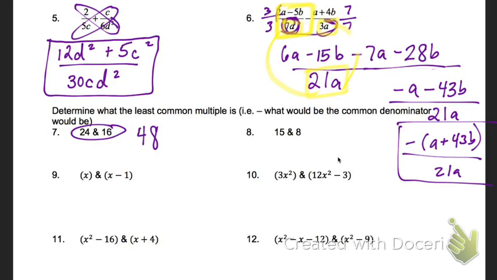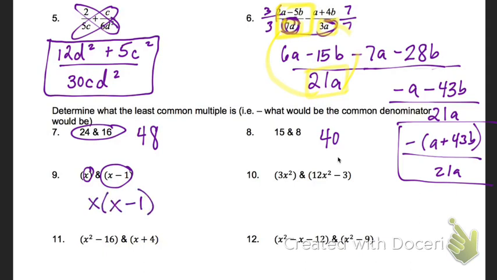What about 15 and 8? 40. Now, when you see something like number 9, when you have parentheses or factors, they are on their own. So x and x minus 1, the least common multiple would just simply be them combined.